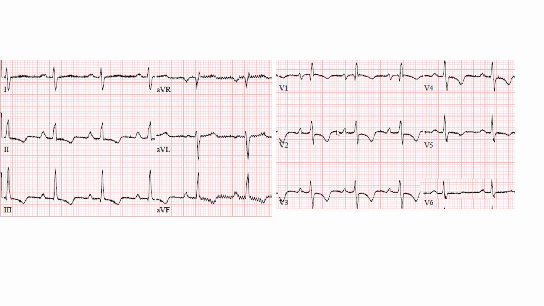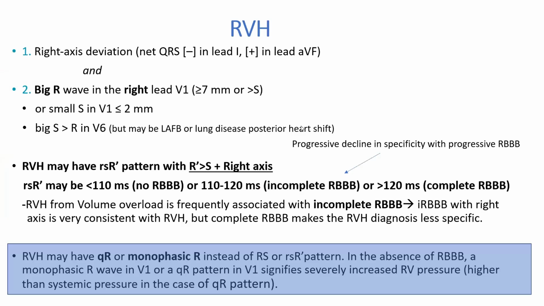But the more important diagnosis for me is RVH with a QR pattern. And here is why I want you to know that. RVH, I mentioned you may have RSR prime pattern. And I mentioned the RSR prime pattern is suggestive of volume overload. You lose some specificity the wider the RSR prime is, but regardless, it does suggest a volume overload type of RVH if it is RVH.